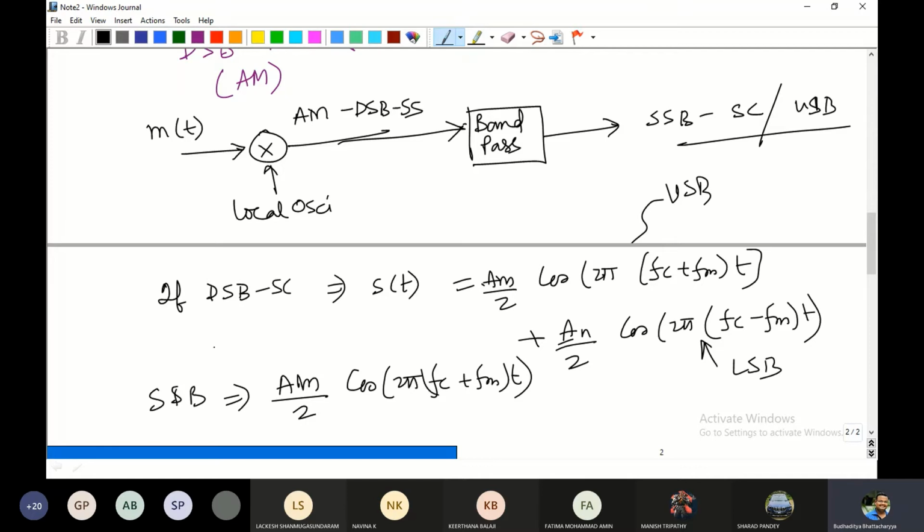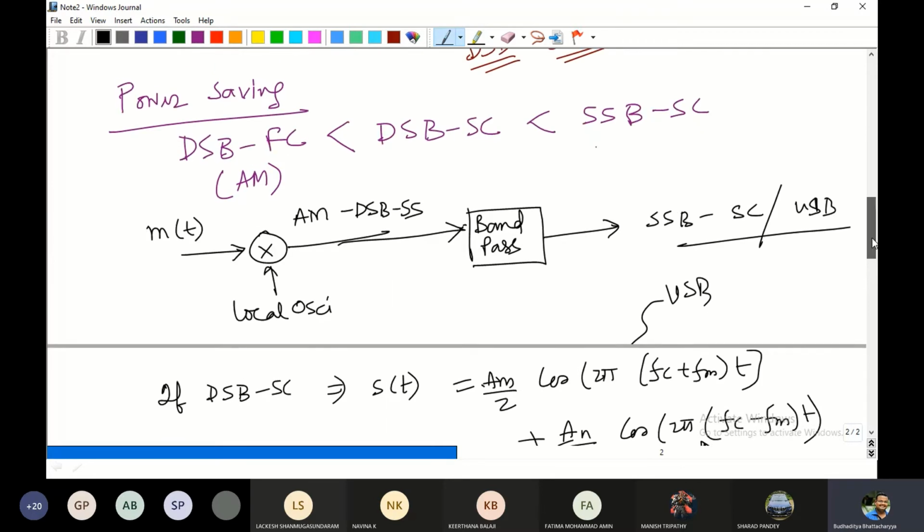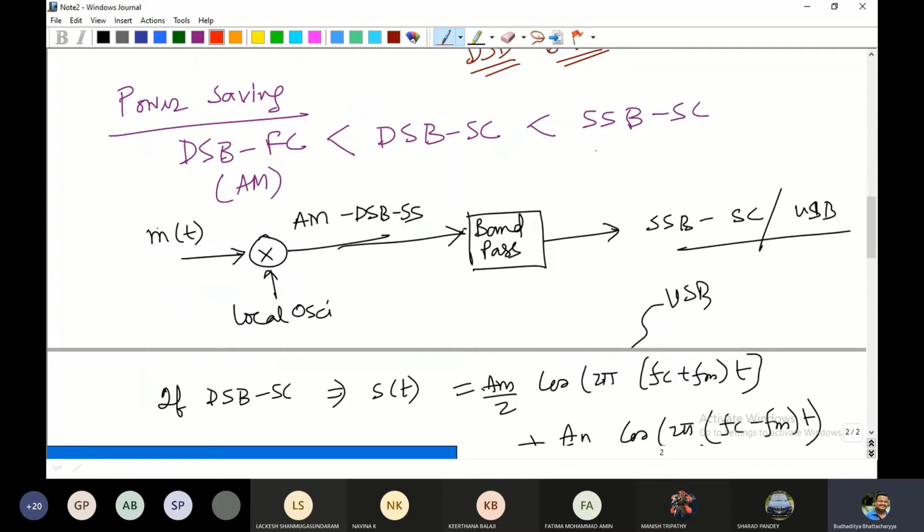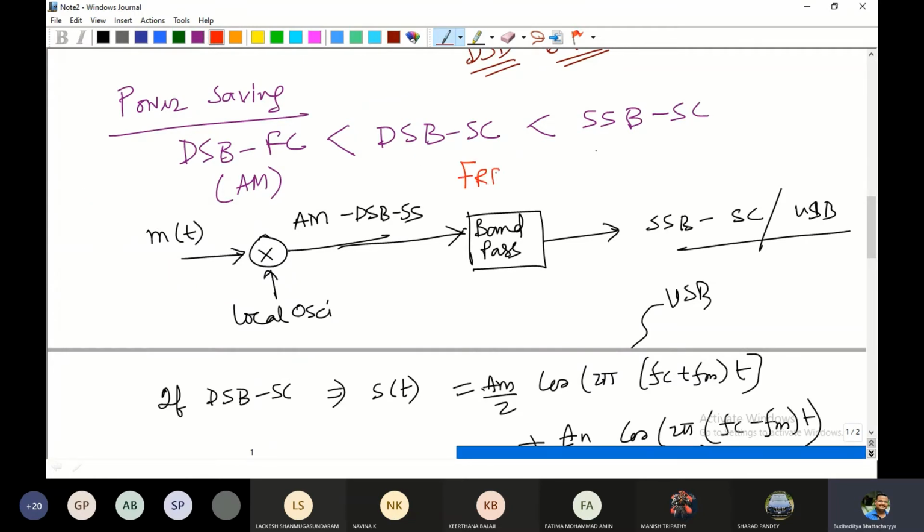All right. So this method that we have discussed over here looks very simple. This method is called, please make a note, the frequency discrimination method. This process that I told you right now, where we have a DSB-SC signal, we just put it through a band pass filter and we generate an SSB signal. So this actually is called the frequency discrimination method.